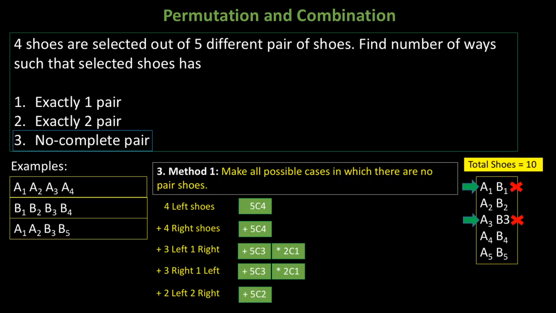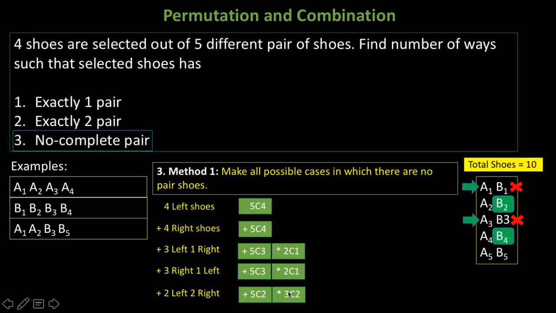Corresponding to those, B1 and B3 are already gone. We can't select them. So remaining we have B2, B4, B5. So out of those 3, I have to select 2 right, right? So 2 left and 2 right. So 2 out of 3 can be selected in 3C2 ways, right? So these are the number of ways for each of these cases.